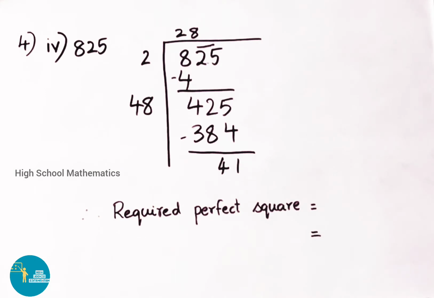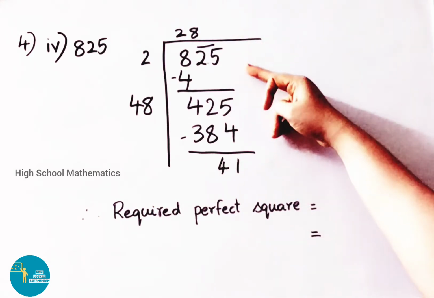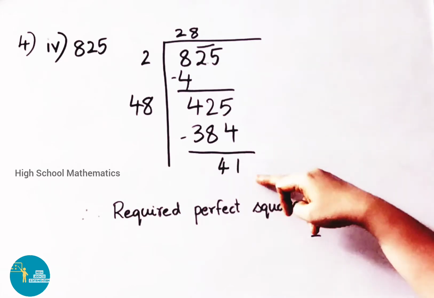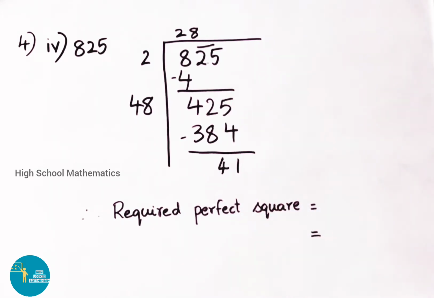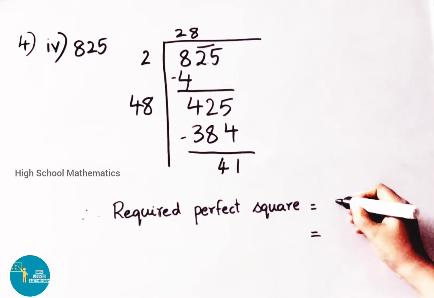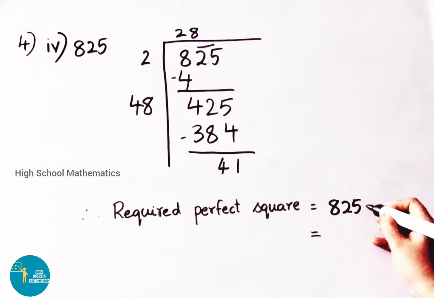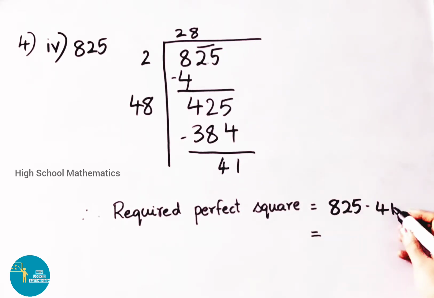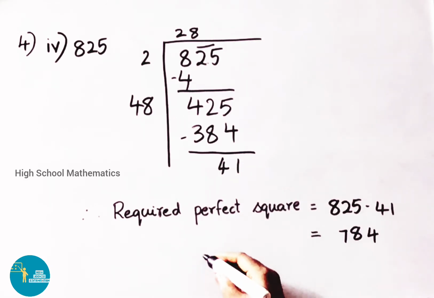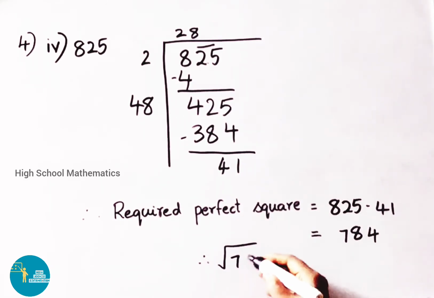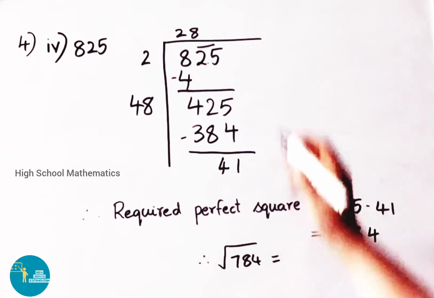Clearly we can understand that the square of 28 is less than 825 by 41. So if we subtract this 41 from 825, we get the perfect square. Therefore the required perfect square equals 825 minus 41. 5 minus 1, 4. 82 minus 4, that is 78. Therefore, the square root of 784, answer is 28.